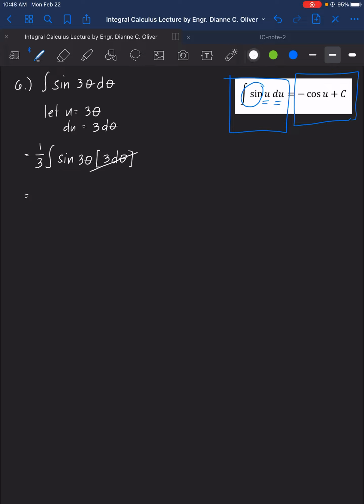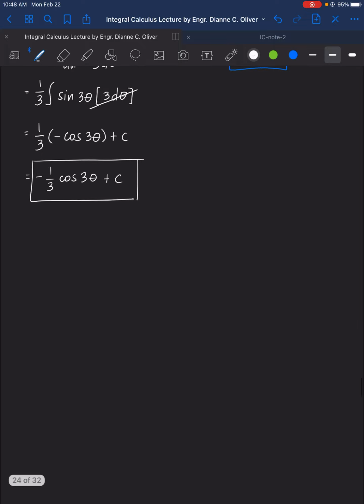So the answer here is 1/3. The negative cosine u here is 3 theta, then plus c. So the final answer here is negative 1/3 cosine 3 theta plus c. So that is for number 6.